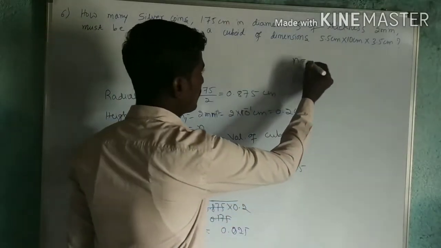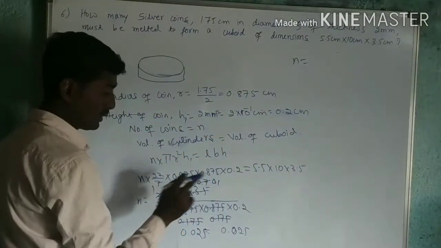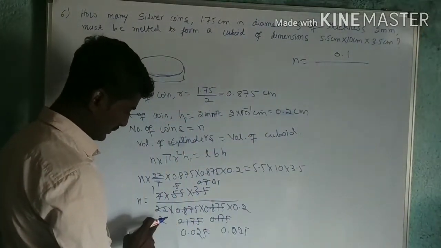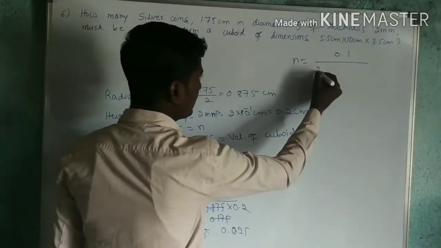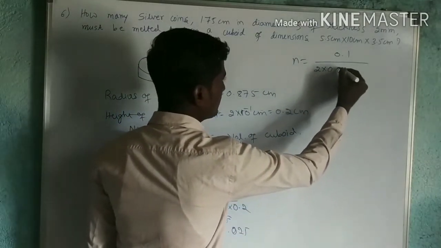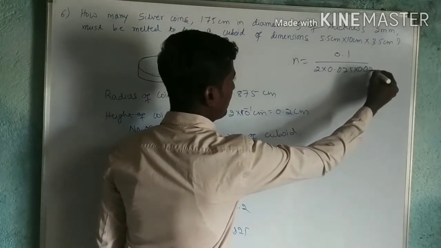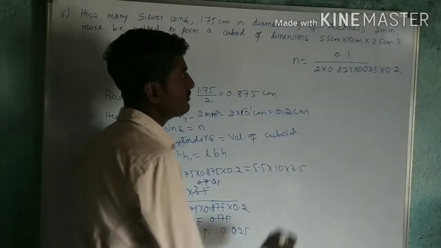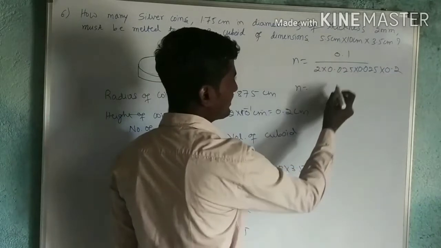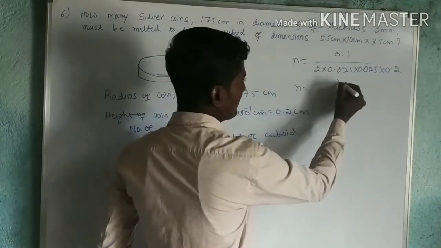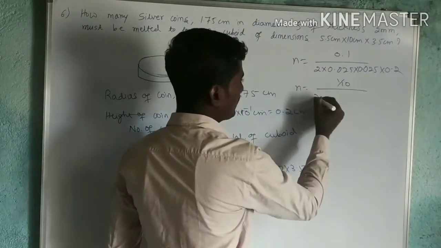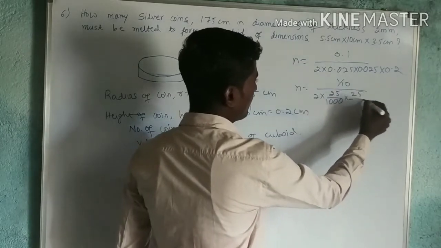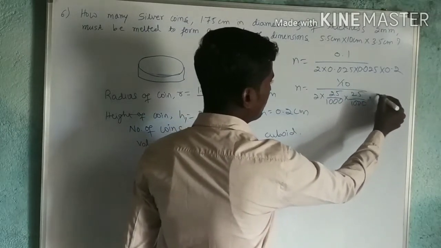So now here N is equal to that is what? 0.1, not 1. 0.1 divided by, now here these 4 are there. 2 into 0.025 into 0.2. Okay. Now this N is equal to, this I can write as 1 divided by 10. This I can write as 1 by 10. So this will be 2 into 25 divided by 1000. 25 divided by 1000. 2 divided by 10.